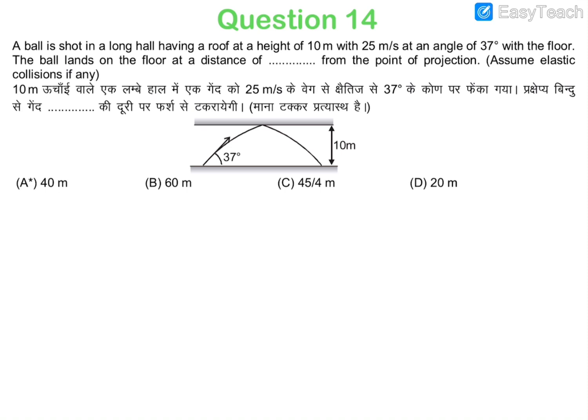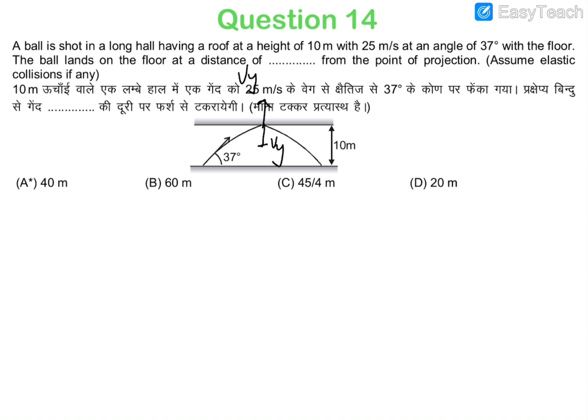In this question, you can see that a ball is shot in a long hall having a roof at a height of 10 meter, with a velocity of 25 meters per second at an angle of 37 degree with the floor. This ball lands on the floor at a distance of this. We have to find out this distance. The collision which we have to assume is elastic. So obviously you can see that in the elastic collision, if the ball strikes this roof with velocity Vy, then the roof rebounds the ball with the same velocity Vy in the downward direction.